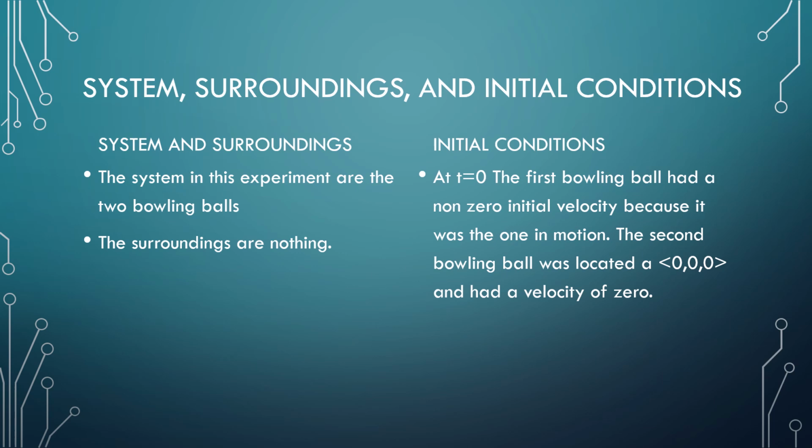So the system in this experiment is the two bowling balls, and the surroundings are nothing. At t equals 0, the first bowling ball had a non-zero initial velocity because it was the one in motion. The second bowling ball was located at the vector 0 and had a velocity of 0 as well.